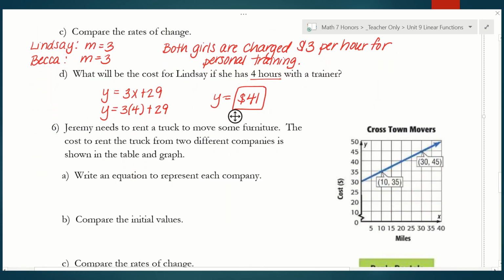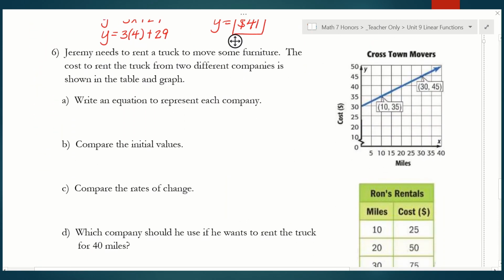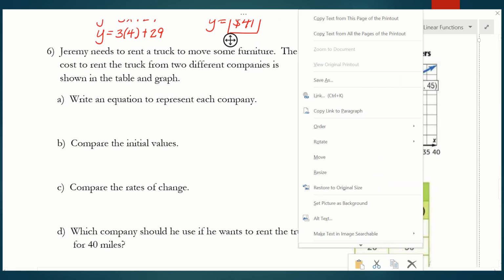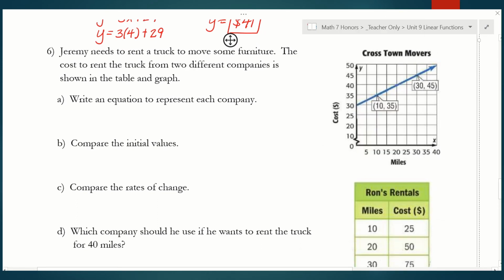All right, guys, last example. Thanks for hanging in there. Jeremy needs to rent a truck to move some furniture. The cost to rent the truck from 2 different companies is shown in the table and the graph.